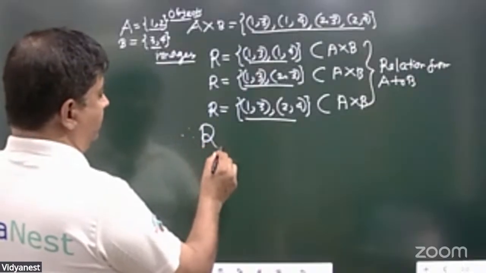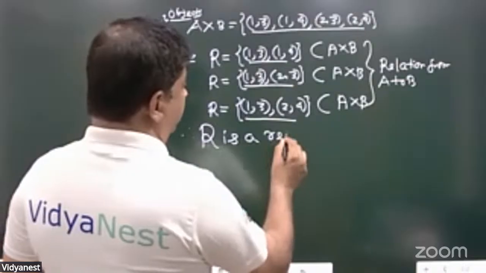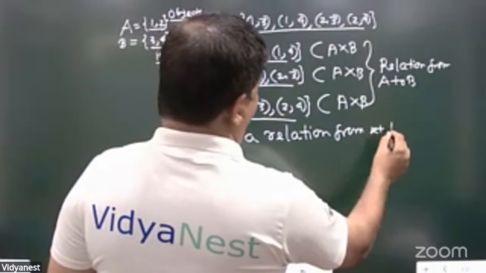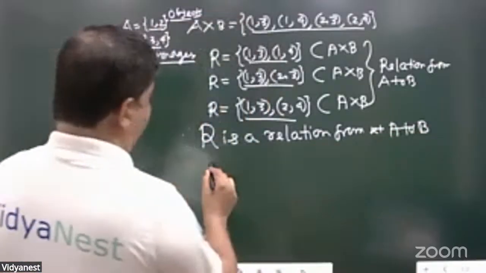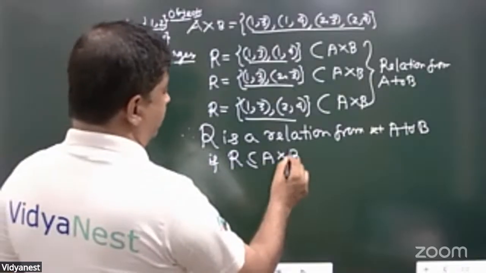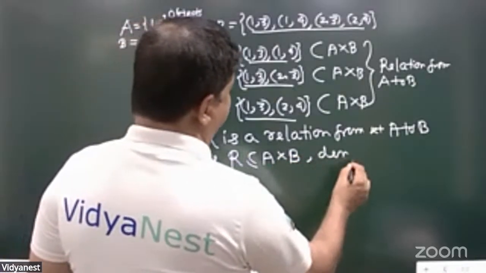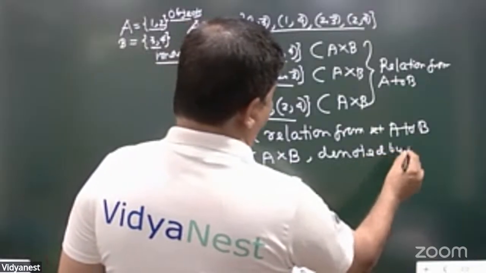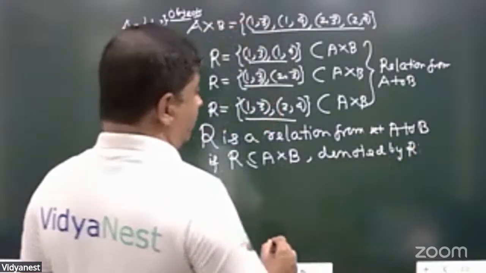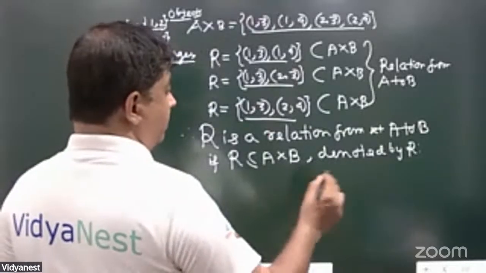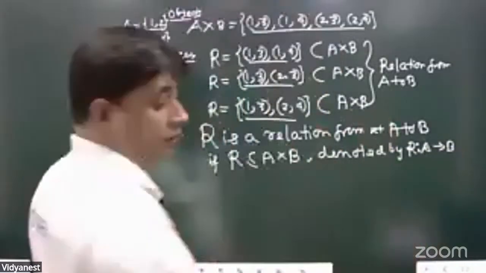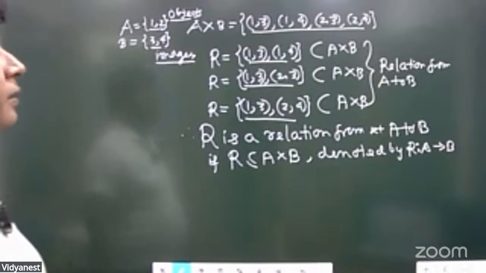So how can I frame the definition of a relation? Therefore, R is a relation from set A to B if R is a subset of A cross B, denoted by R colon A to B. Hope you could follow. Yes, sir.